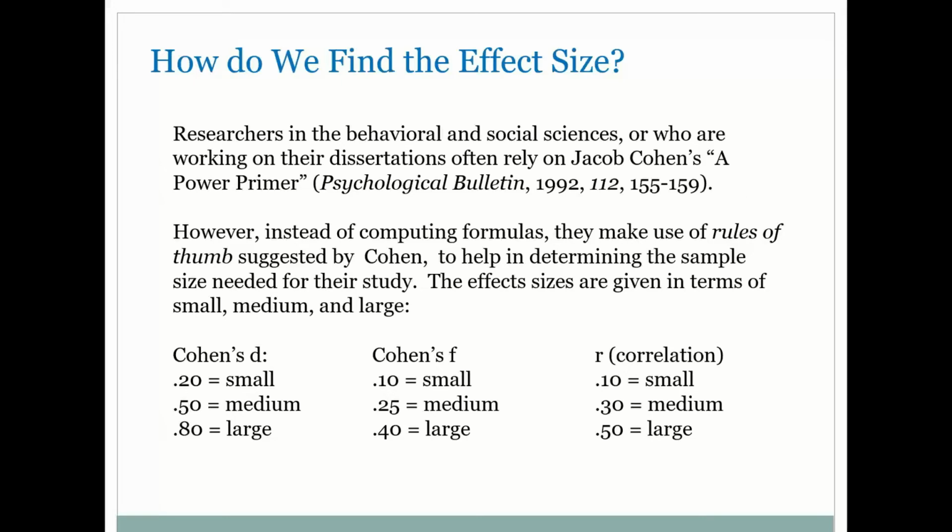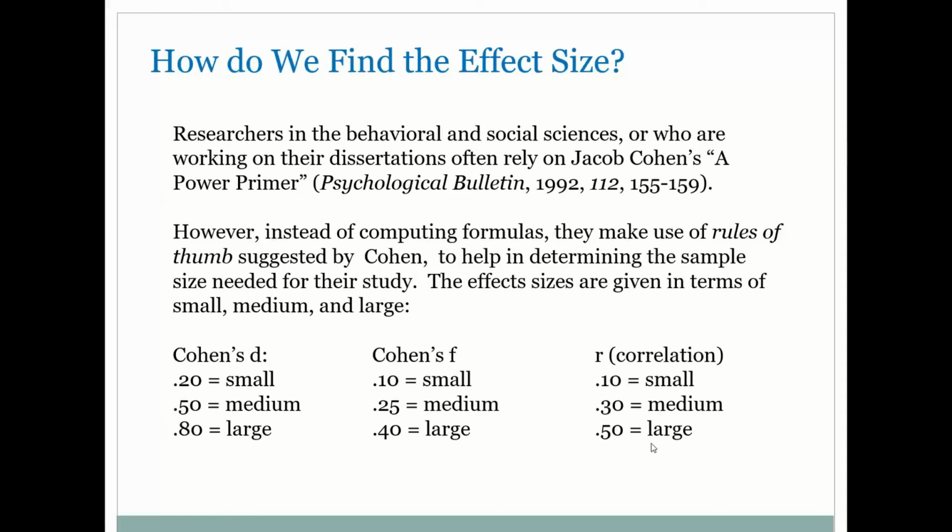Okay. Instead of computing formulas, he makes use of these rules of thumb, or a lot of researchers do, and we can give it according to small, medium, and large. So here's Cohen's d. Here's the different values for small, medium, and large. These are just thresholds. Here's Cohen's f. We'll use that for an ANOVA. Here's different effects here, and here's our correlation coefficient. This is small, medium, and large.